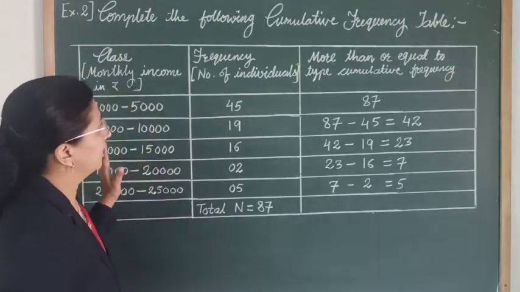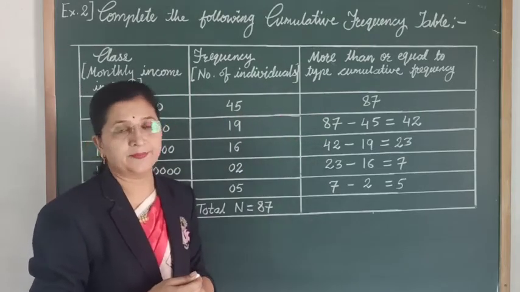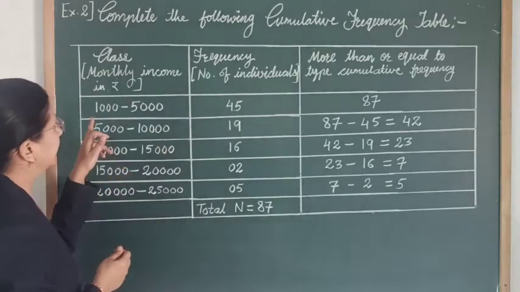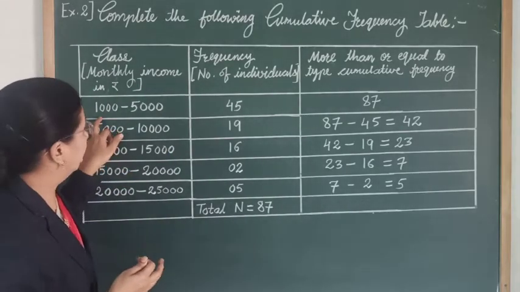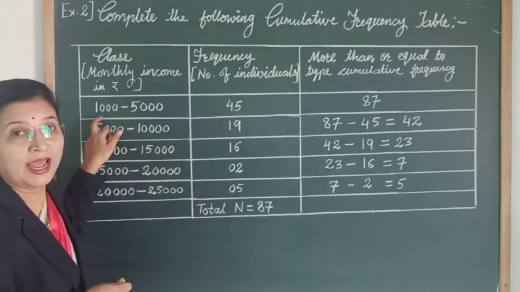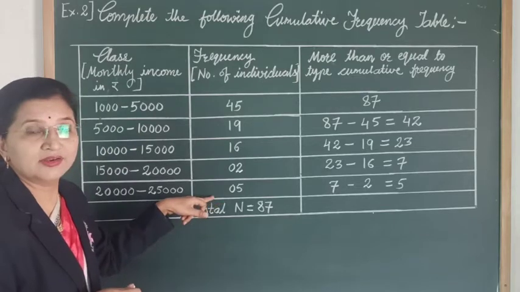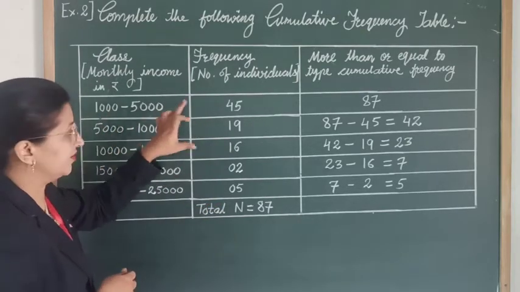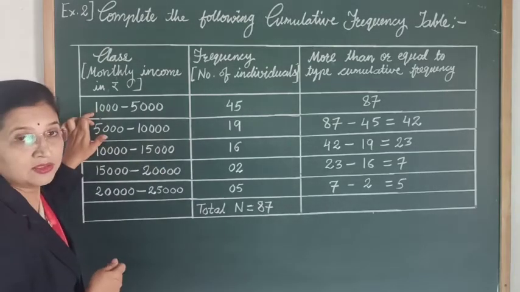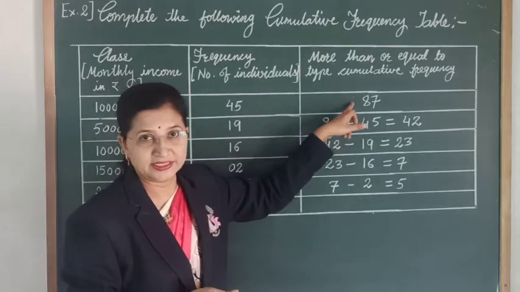Now let's write down the more than or equal to type cumulative frequency. For that, how many individuals have a monthly income of more than 1,000? All these individuals have more than 1,000 rupees as their monthly income. So here the total will be 87.